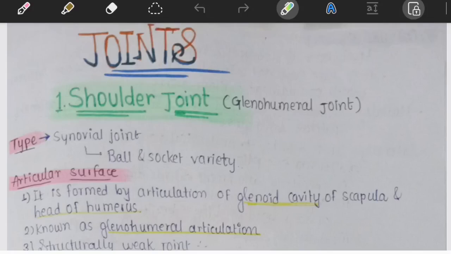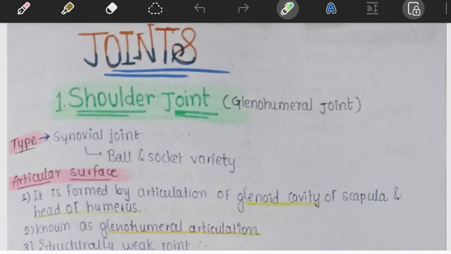Today we will master one of the most important joints in anatomy, the shoulder joint, also called the glenohumeral joint. By the end of this lecture, you will know the type of joint, articular surfaces, ligaments, stability, relations, blood supply, nerve supply, and clinical anatomy asked in MBBS exams. This lecture is completely based on MBBS standard anatomy, so keep your notebook ready.